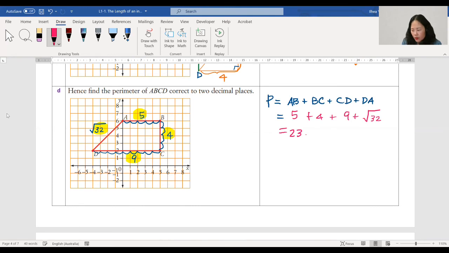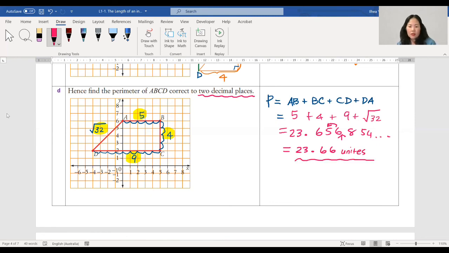You will get 23.656854 ... and it says 2 decimal places, so it's going to be 23.66 because the third decimal value is bigger than 5. It rounds up the 5 to become 6. Okay, so I'm just going to go, perimeter is 23.66 units. So that's my answer.